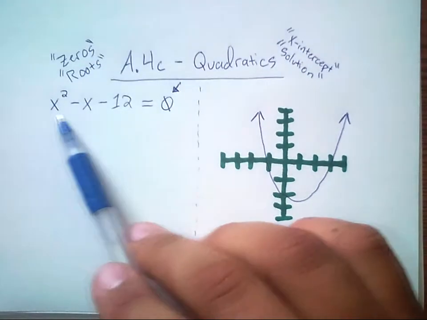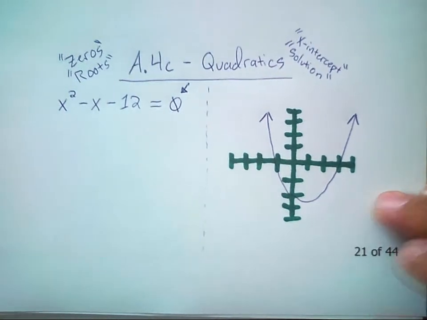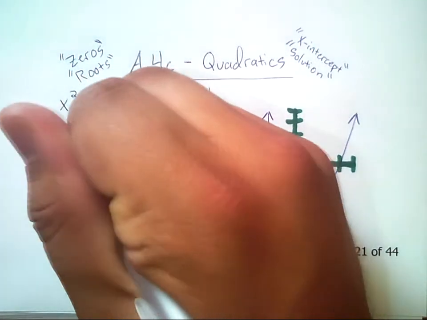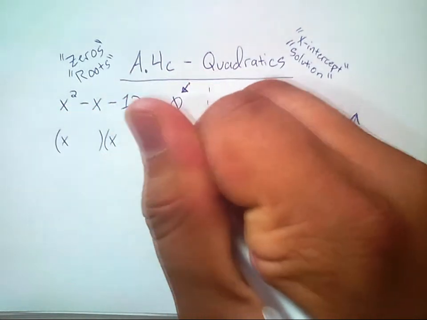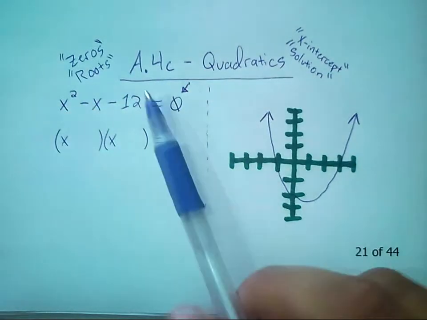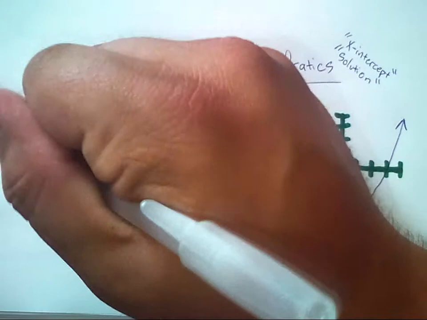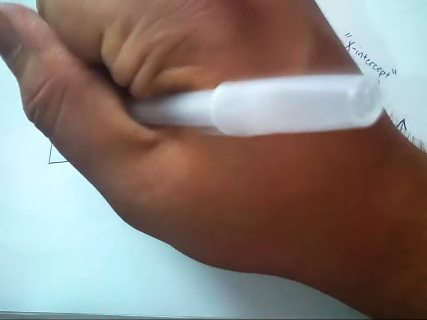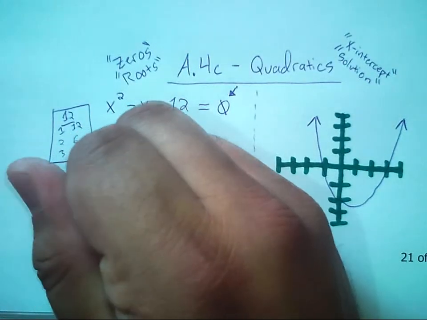So what we need to do is what we were doing back in A.2c. We're going to factor this polynomial. So I'm looking for two binomials, and I'm going to leave that equals 0 part. Now, I need the factors of 12. I'm going to put a little scratch section here. For 12, there's not too many. There's 1 and 12, there's 2 and 6, and there's 3 and 4.